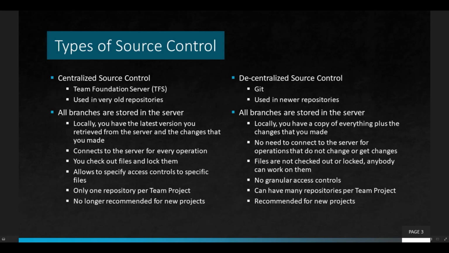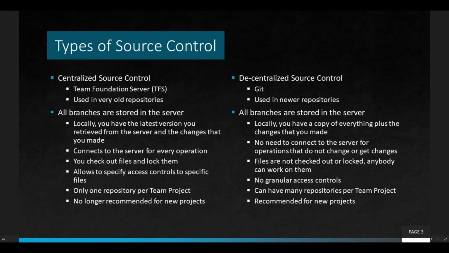And another difference with Team Foundation Server is that it allows you to specify access controls to specific files, while Git does not give you that granular access control at the file level. You only have access control at the repository level. And another big constraint in the Team Foundation Server is that you can only have one repository per team project. So if you're working on multiple things, those are going to have to be different folders inside that repository.